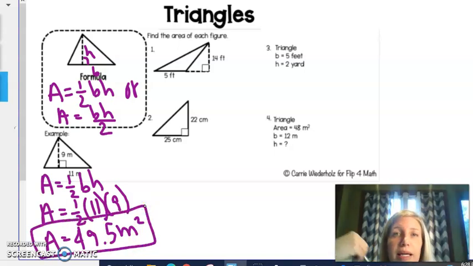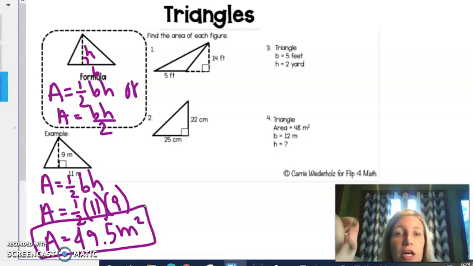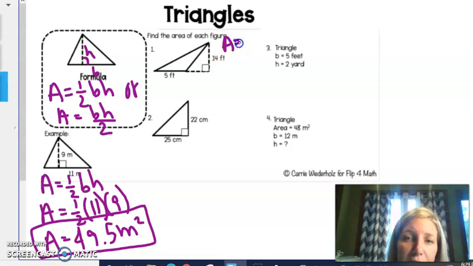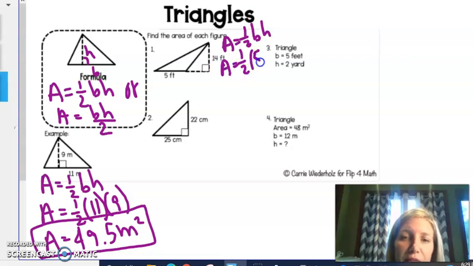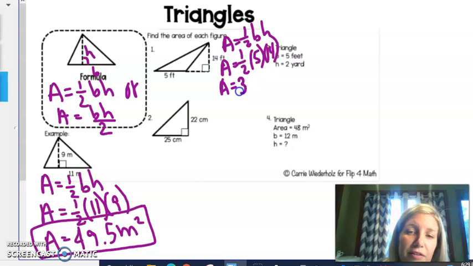Okay, number 1 I gave you similar to the parallelograms. I just gave it outside the triangle because sometimes the triangles don't line up and you have to get that perpendicular line for your height. So here you would do area equals a half times base times height, or base times height divided by 2. Area equals a half times 5 times 14. If I do a half times 14, I can do that in my head. Half of 14 is 7, and then I do 7 times 5. I can do that because of the commutative property. 7 times 5 is 35 feet squared.